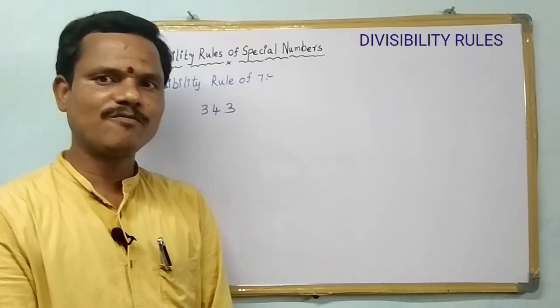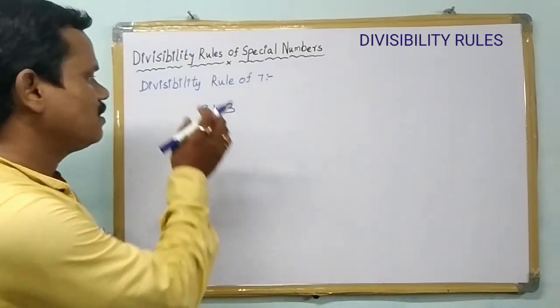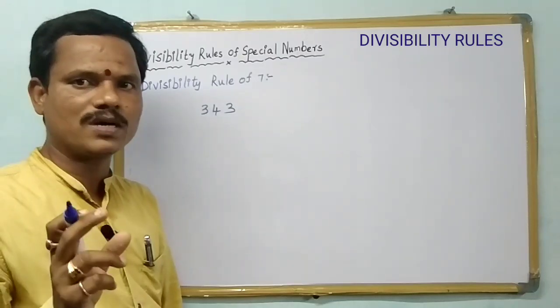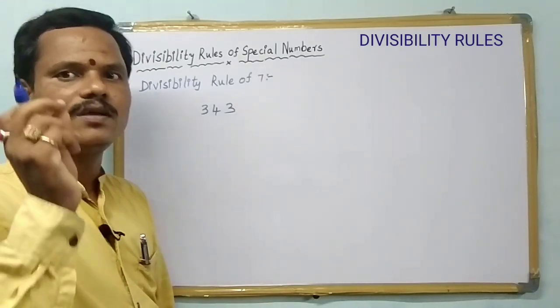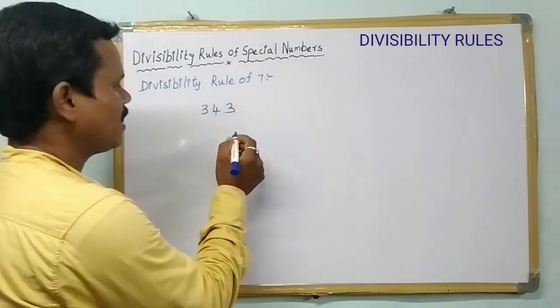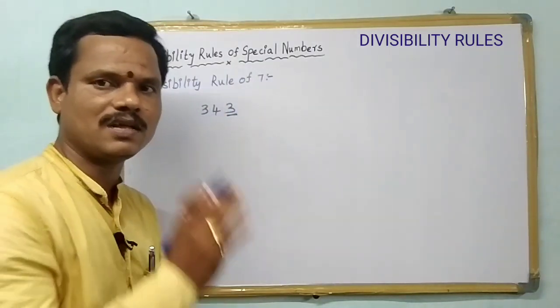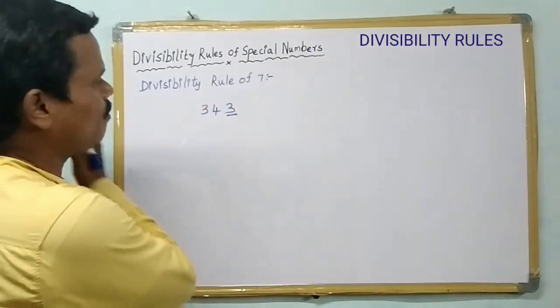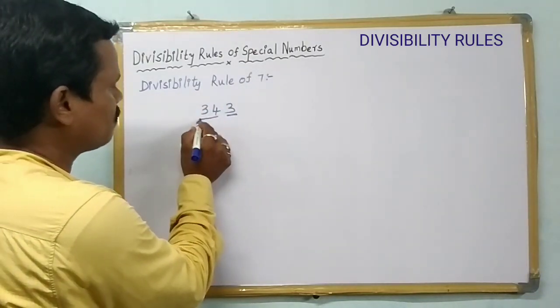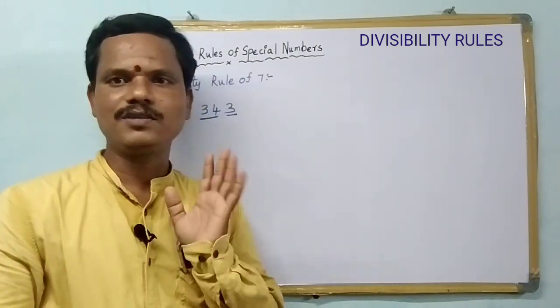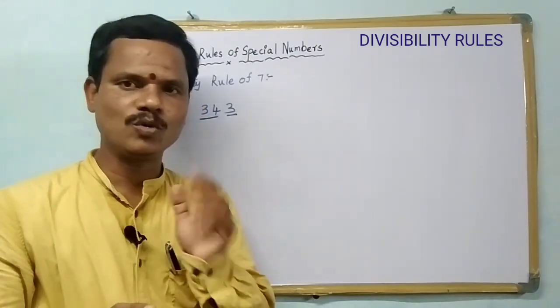The procedure, step 1, is: first, divide the given number into two parts. What are the two parts? The unit digit is taken as the first part. What is the unit digit? It is 3. This is one part. The remaining numbers, here 3 and 4, are the second part. Step 1 is over. Now, what is step 2?